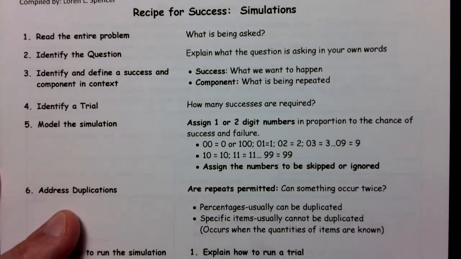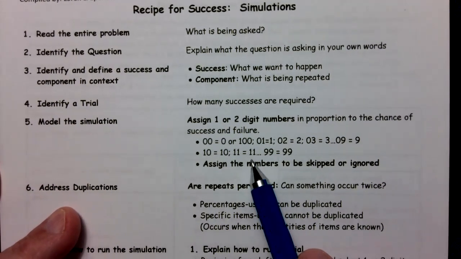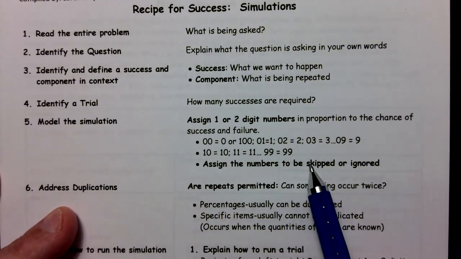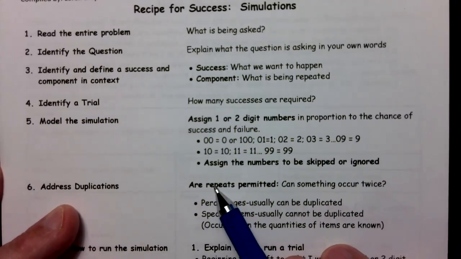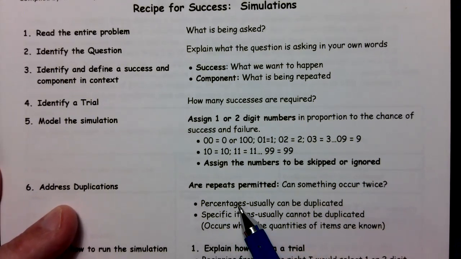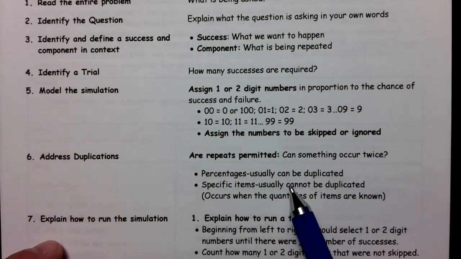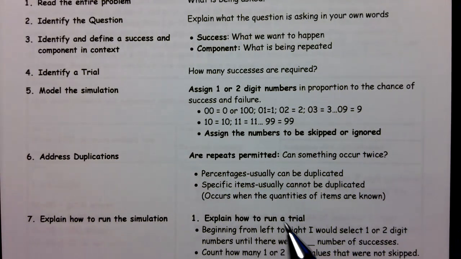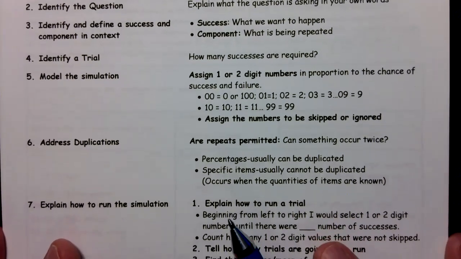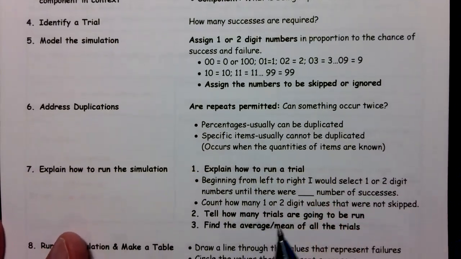We must address whether we're going to skip any numbers or whether there are any numbers to ignore, because sometimes we won't use all of them. Address duplications. If percentages are used, duplicates are allowed. All right. Generally speaking, you can't choose the same person twice. So in that case, duplicates weren't allowed.